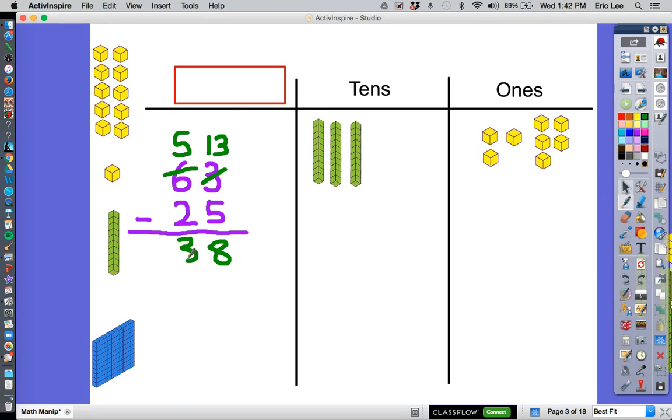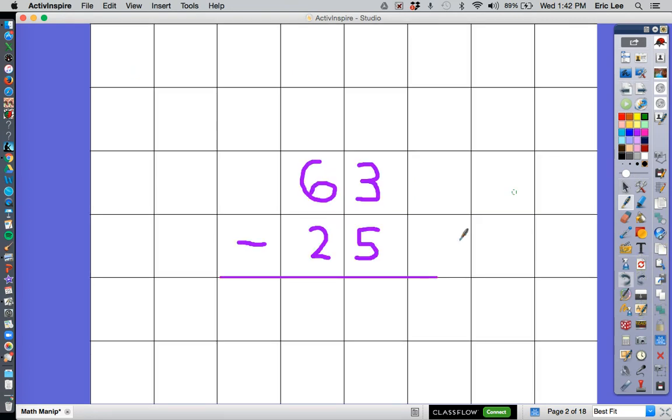You might say, I don't know if I believe you. Do you really have 3 tens? Well, let's look. Oops, sorry. Let's look. Yeah, I really do have 3 tens right here. 1, 2, 3. So I have 3 tens. I have 8 ones. So my answer is 38. So if you look at it back here, just on plain old pencil and paper, if we didn't have the models, it would be this, 63 minus 25.